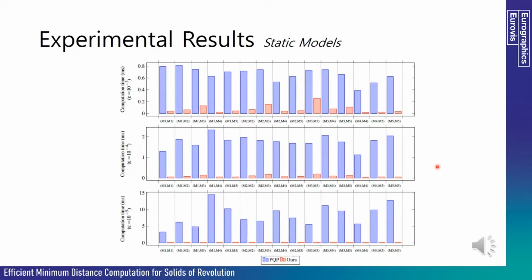Let me give some more details of the comparison results. This graph shows the computing times. Our algorithm, shown in red, runs 10 to 100 times faster than the conventional algorithm, shown in blue. As the precision goes up, our algorithm works even better. This is because toroidal patches approximate the models much more precisely than other bounding volumes.